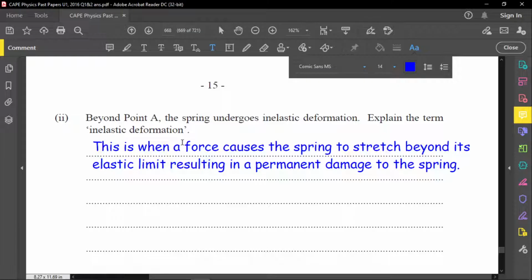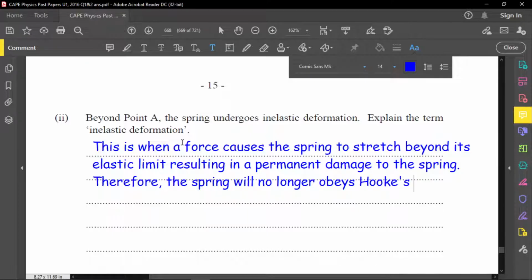All right, just to make a point real quick. Therefore, the spring will no longer obey Hooke's law. In other words, there will be no more proportionality. Okay. All right. So this is where we end with this question.